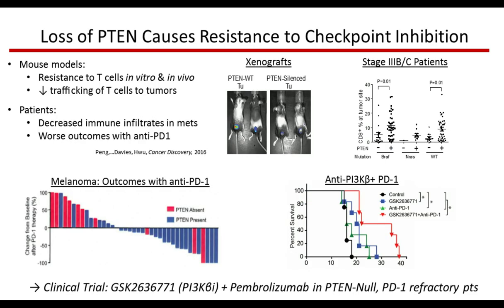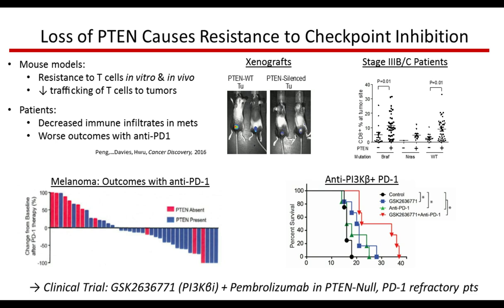Now, as I mentioned, another active pathway in this disease in a subset of patients is the PI3 kinase AKT pathway, which is commonly activated by loss of the tumor suppressor PTEN. And my lab and Dr. Patrick Hu's lab collaborated to evaluate the impact of activation of this pathway on the anti-tumor immune response.